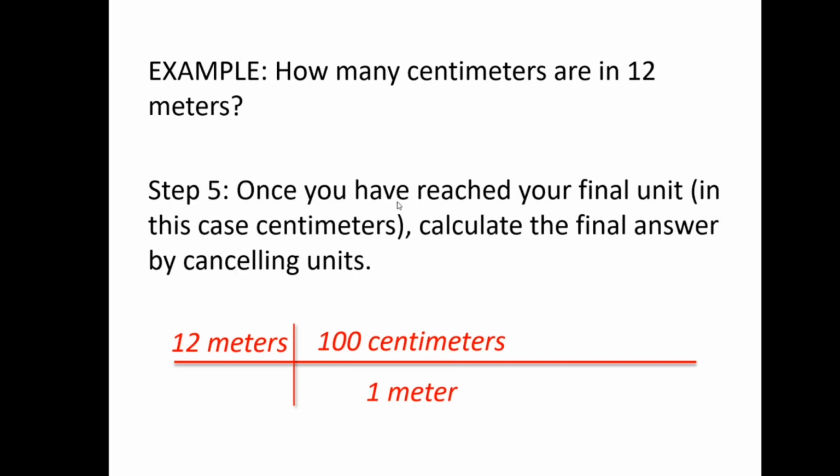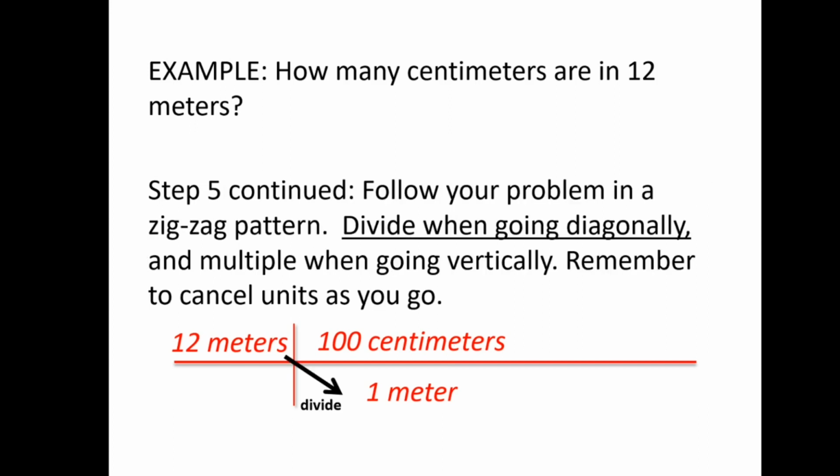Once you have reached your final ending unit, in this case centimeters, you want to calculate the final answer by canceling out the units. There are two ways to do this. I just like to multiply everything on top, multiply everything on bottom, and then do top divided by bottom. Some students like to do what's called the zigzag method. So follow your problem in a zigzag pattern. This is how you would do that.